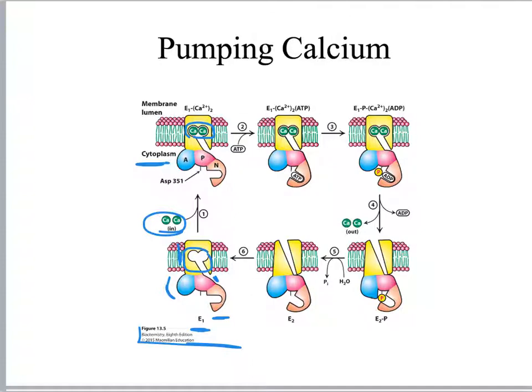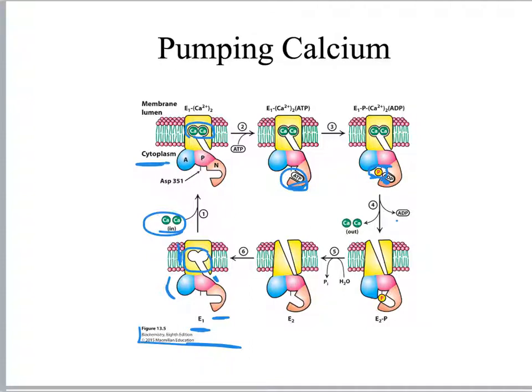When that happens, we're still in the E1 state. We're still in that conformation. ATP then comes in and binds to the N domain. So here's the ATP coming in and binding to that N domain. That ATP is going to be hydrolyzed. Okay, so we have that being converted to ADP and inorganic phosphate. And remember, that phosphoryl group is going to be transferred to that P domain.